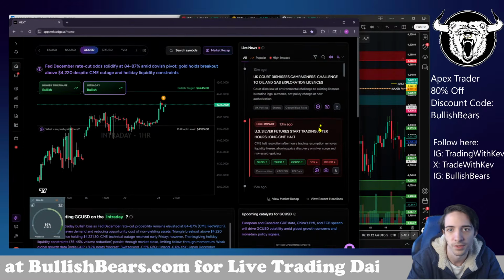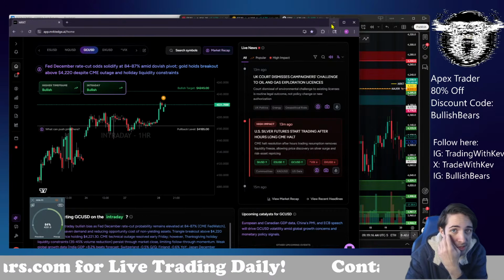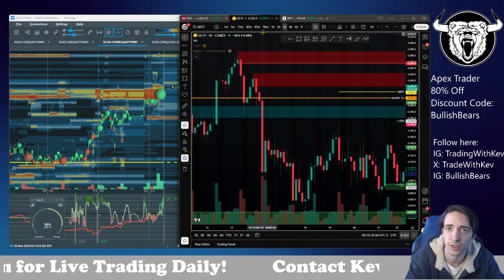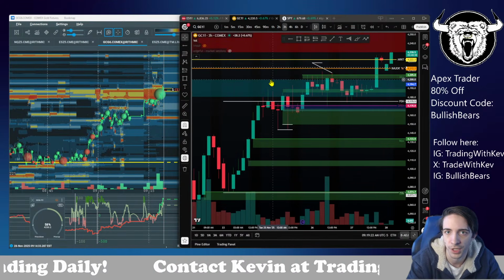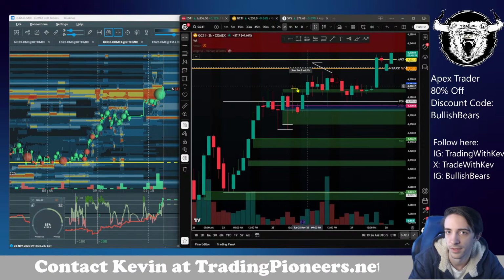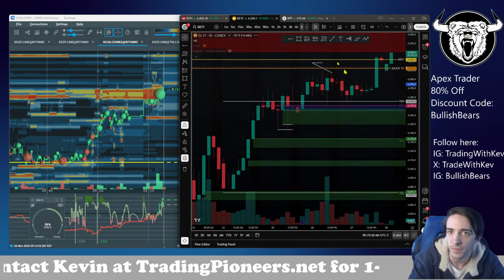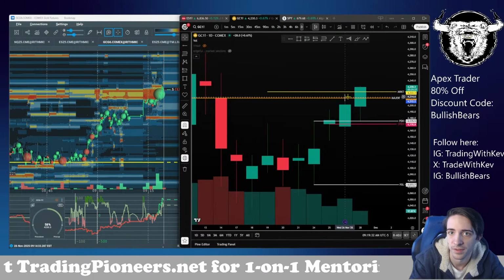Let's see. Silver futures started trading after hours along with the CME halts. We could take a look at silver. Right now gold was consolidating. It did push higher. It still has some old zones on gold that are no longer relevant. Look at our daily time frame on gold too. We want to make sure we just update everything.